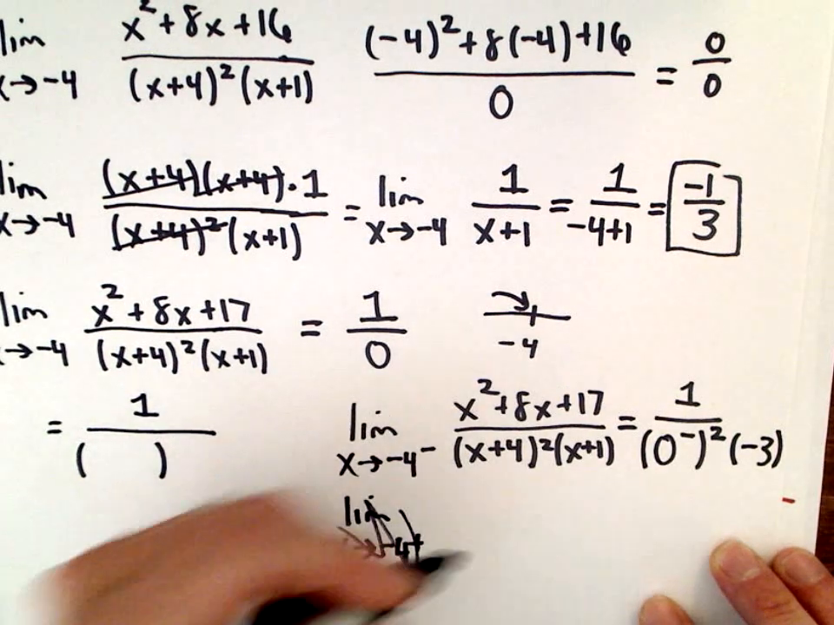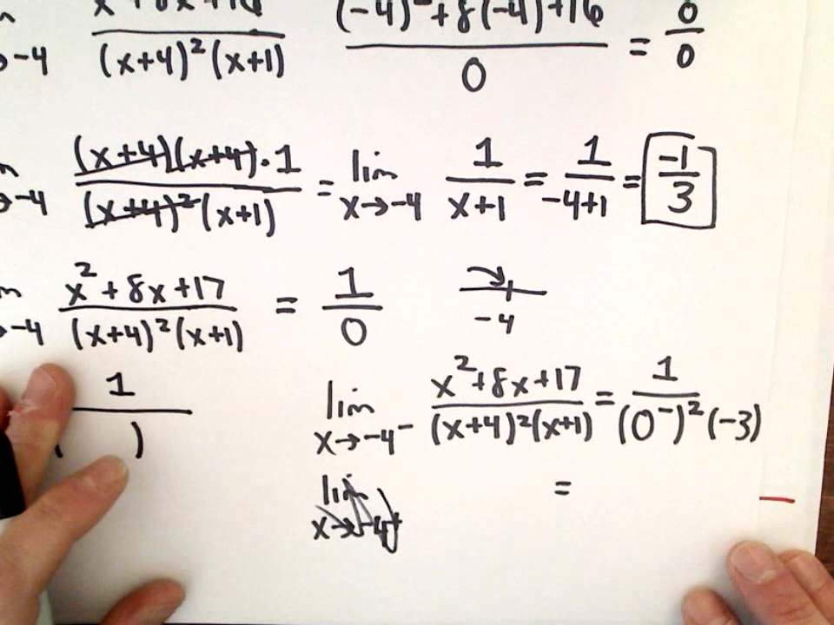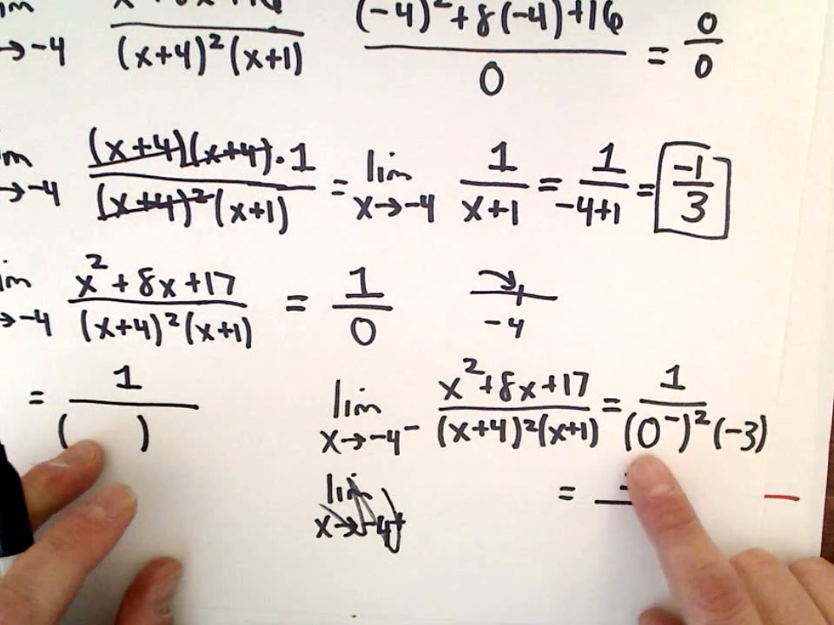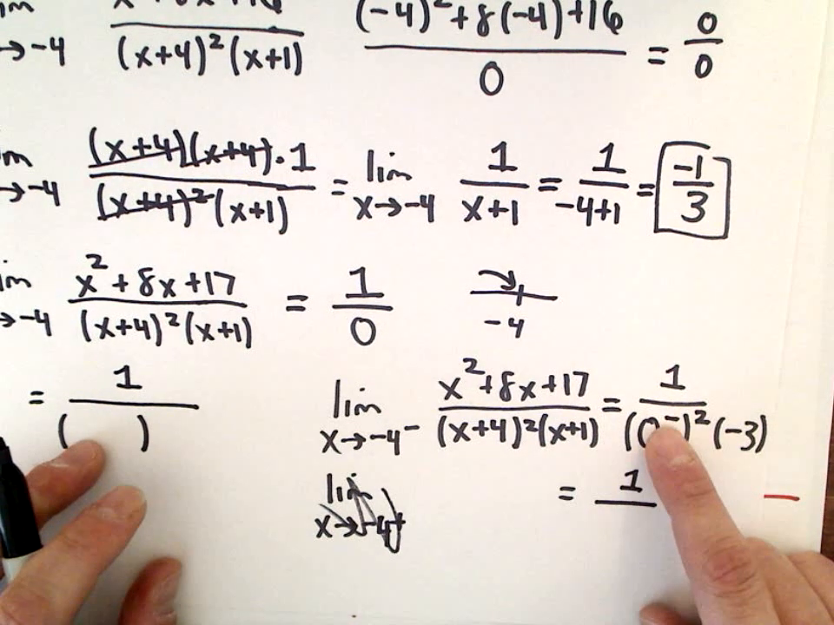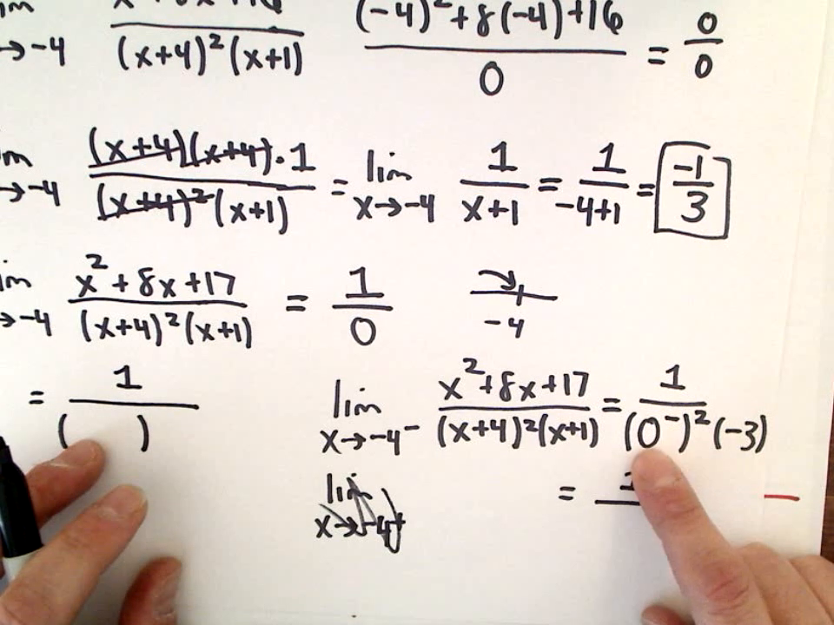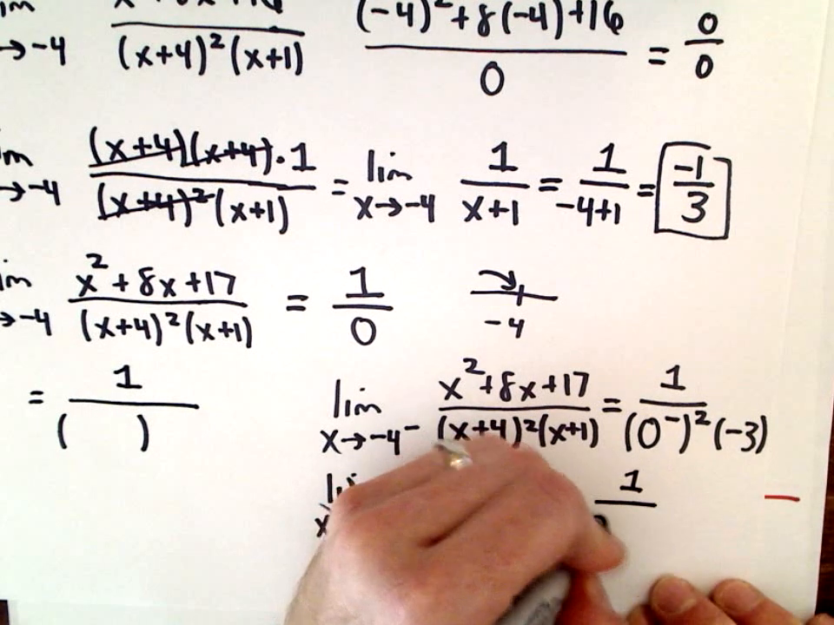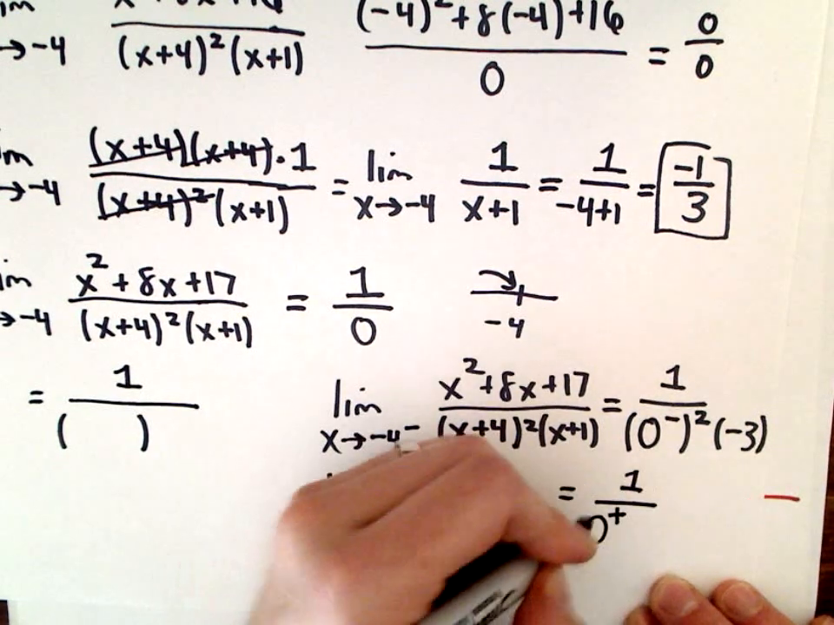I'm actually going to run out of room here. Let's keep simplifying this. So I've got 1 on top. This says I've got a number that's approaching 0 from the left, so it's approaching 0 but it's negative. If I take a number close to 0 but negative and I square it, it's actually going to be a number close to 0 but now positive.